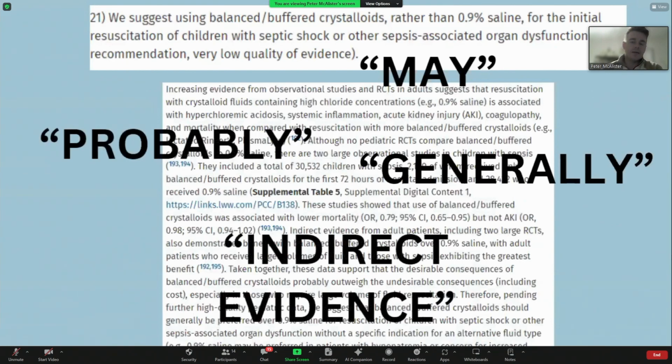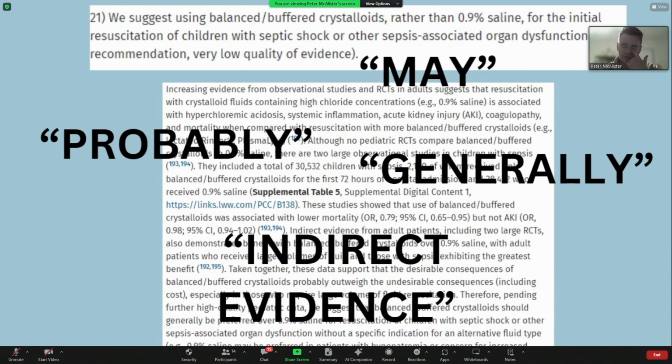A common cause of critically unwell children is sepsis, and this comes from the Surviving Sepsis Guidelines. I just want to focus on some of the language that they use. Yes, they advise the use of balanced or buffered crystalloids over saline, but it's a weak recommendation with a very low quality of evidence. If you're in the middle of a resus and you're managing a critically unwell child, do you want to be relying on literature that says may, probably, generally, or indirect evidence? I would suggest no.